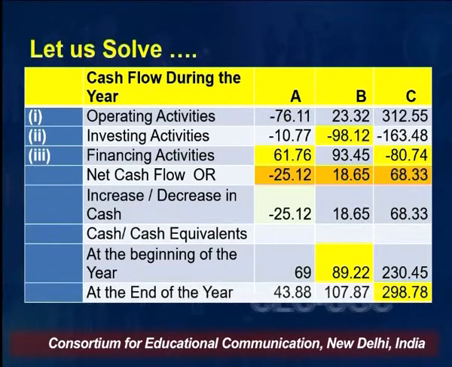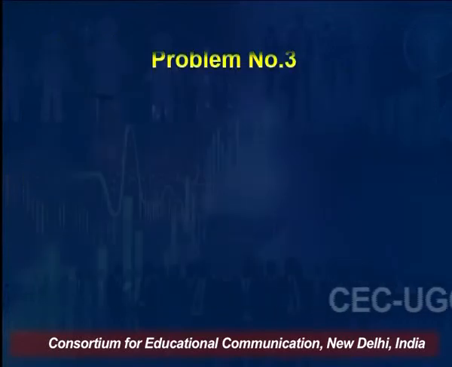The same process we shall follow for company C, and here the closing balance of cash and cash equivalents and financing activity were missing. So my dear learners, here we have simply filled in the blanks, right?